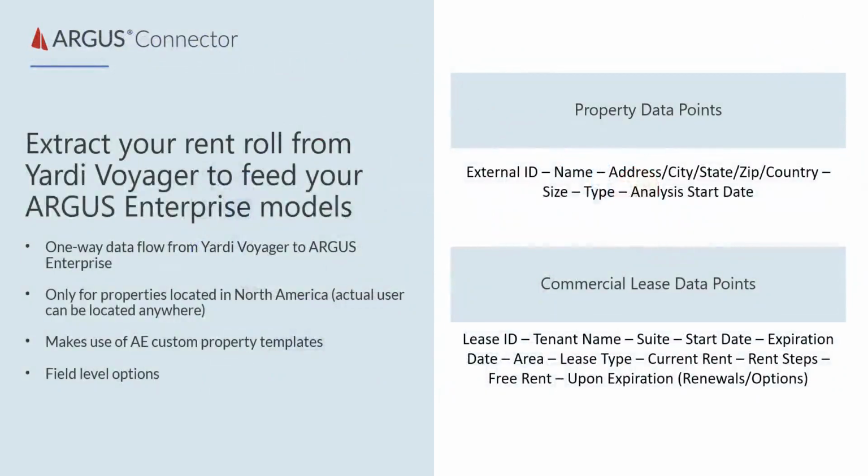Before demonstrating how effortlessly you can move your data with the ARGUS connector, let's discuss which items can be updated in ARGUS Enterprise from Yardi Voyager. In version 1 of the connector, the property data points available for transfer are external ID, name, address, building size, property type, and analysis start date. The commercial lease data points available to be updated are lease ID, tenant name, suite, start date, expiration date, area, lease type, current rent, rent steps, free rent, and upon expiration.